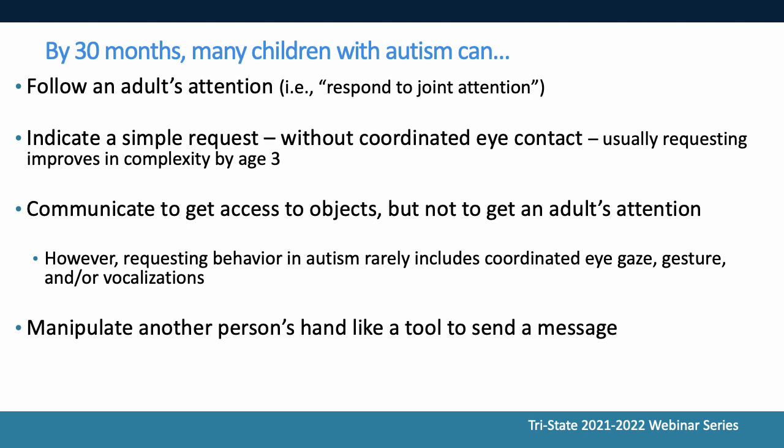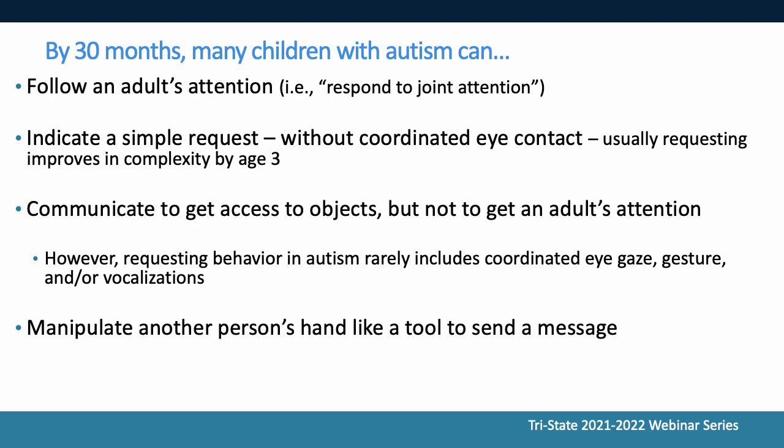Many kids at 2.5 with autism who are intellectually doing okay will learn how to do some simple requesting to get their needs met. We do find that requesting behavior is not as complex or as well integrated or as fluid as you'll notice with children who are developing typically.